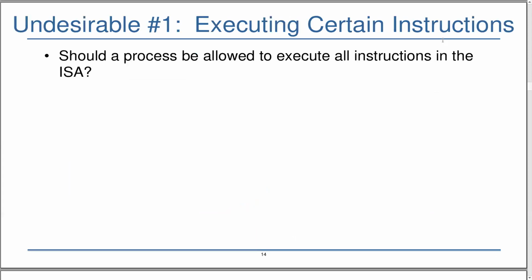But another question, I think even more important: should a process be allowed to execute any instruction it wants? Okay, I see someone says no, right? But why is it no? Can you elaborate on this? Give a specific example, maybe.